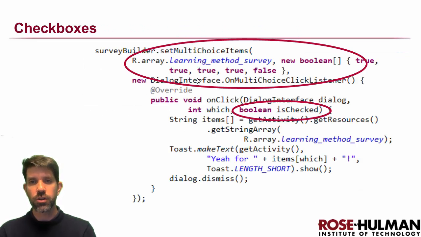And just to show you an old example that I have of this right here. When you set these guys, you can give it an array resource, or you can give it an array of strings. And then we also have to give it an array of booleans that show which ones were checked. So this right here has the first four checked and the last one not. And then you have the onMultiChoiceListener that, in addition to telling you which one was just clicked, also tells you whether it was just checked or unchecked. And you could use that boolean however you like.